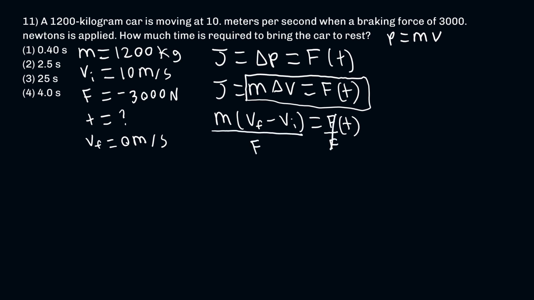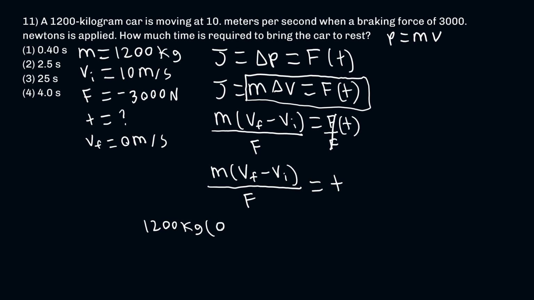And we should end up with here that my mass times Vf minus Vi over the force applied is equal to the time it takes for me to come to rest. All right, so now I can plug in everything that I have here and can figure out the time. My mass here is 1,200 kilograms, so we'll start over here. So 1,200 kg times my final velocity, that is 0 meters per second.